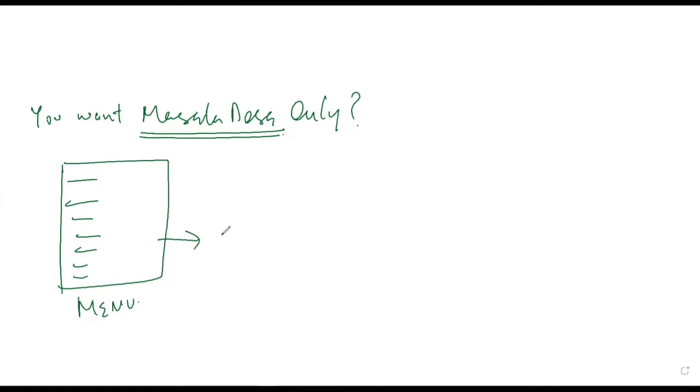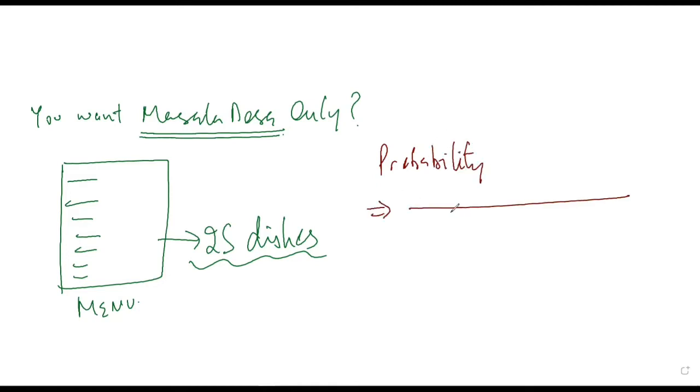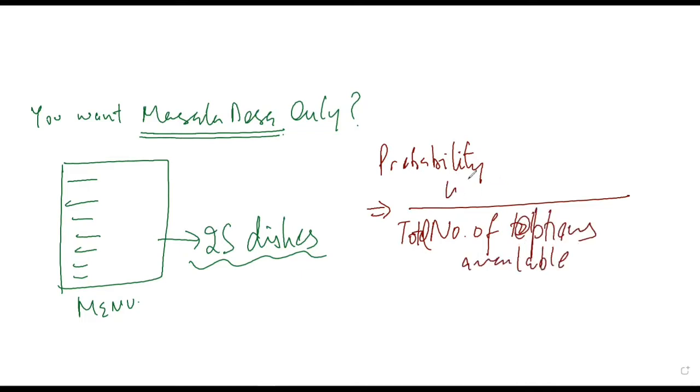Yes. Now in this menu, there would be 25 dishes. Usually there are 20-25 dishes. Do we agree to this? Yes, sir. Now, probability. What is our definition of probability? We have defined probability as, in the denominator, the total number of options available. And in the numerator, what do I want? Satya, have you understood? Yes, sir.